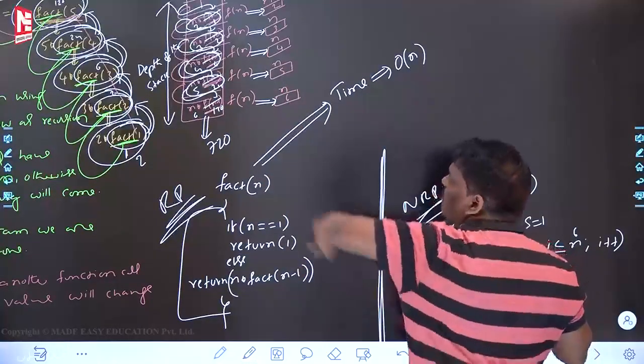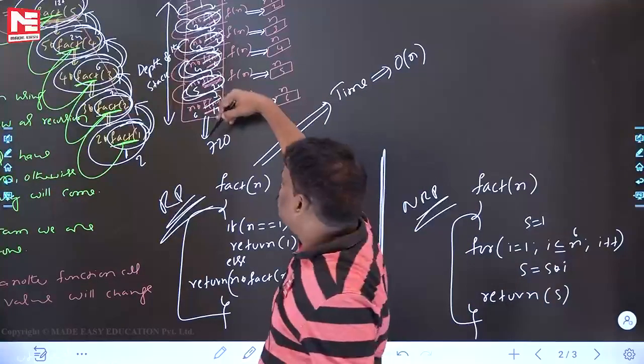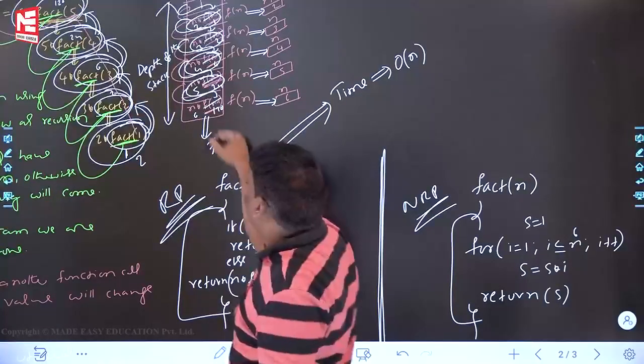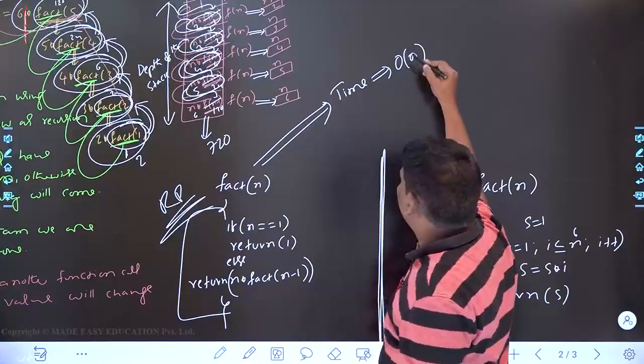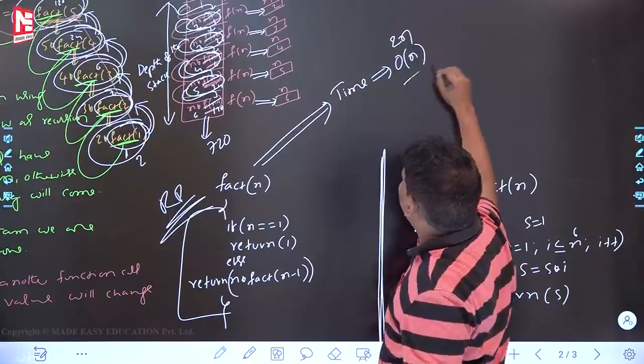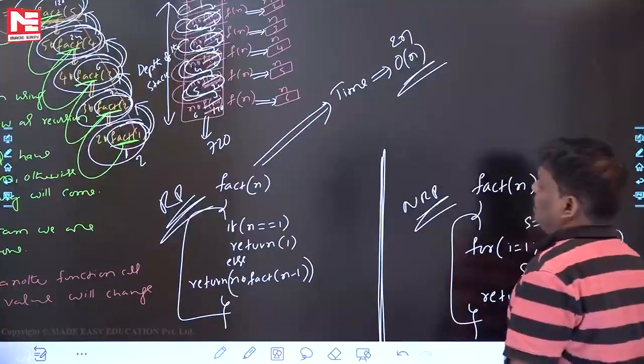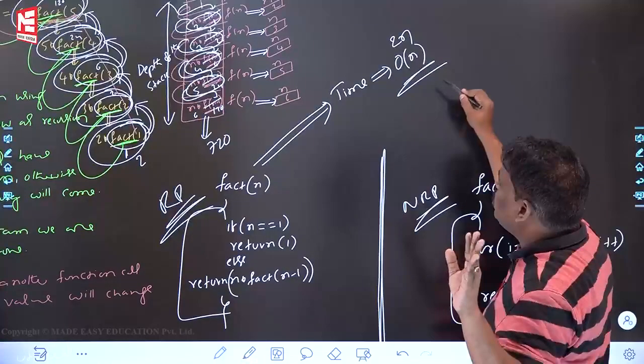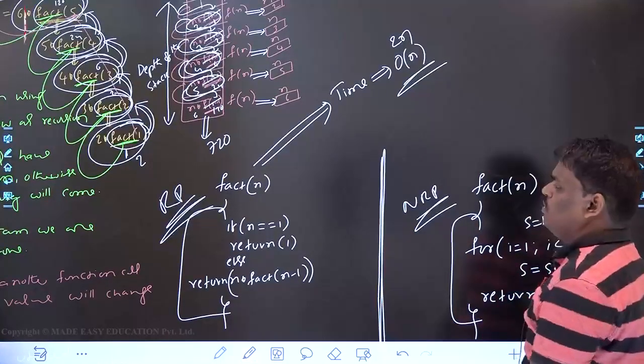N push operations, N pop operations. See this one, N push and N pop. Whenever this recursion is going on, N push you did, N pop you did, which is nothing but 2n, which is order of n. Time complexity is going to be big O of n. Right? Everyone knows this one.